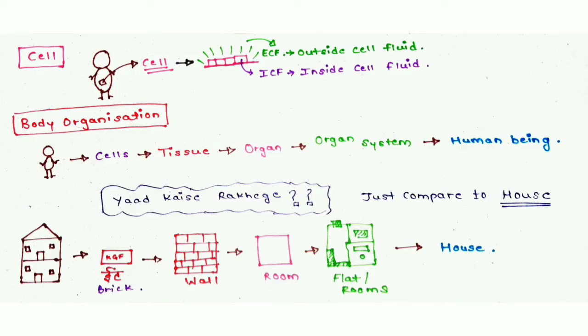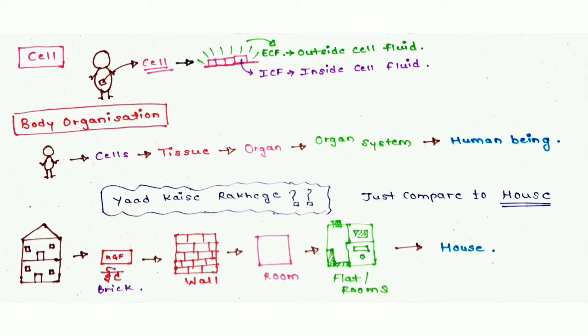So the human body is made up of trillions of cells, and I have talked about the cell in my previous video, where I explained the fluids inside the cell, ICF, and the external fluid, ECF. So you can check it out. The link is in the description.